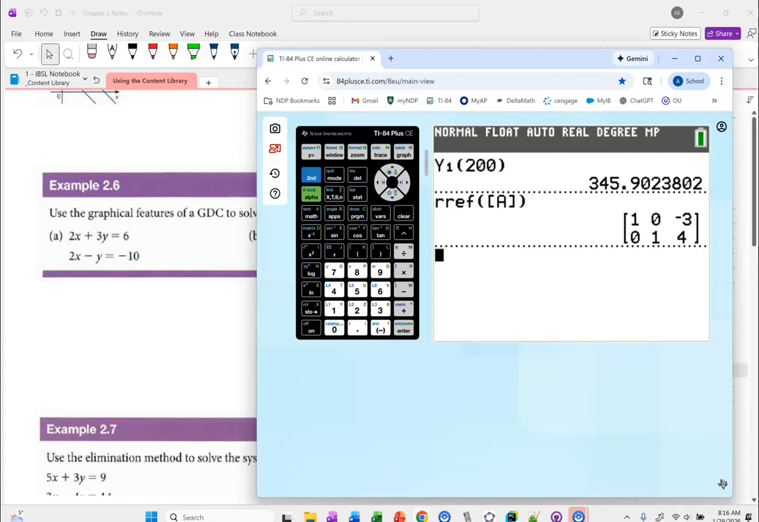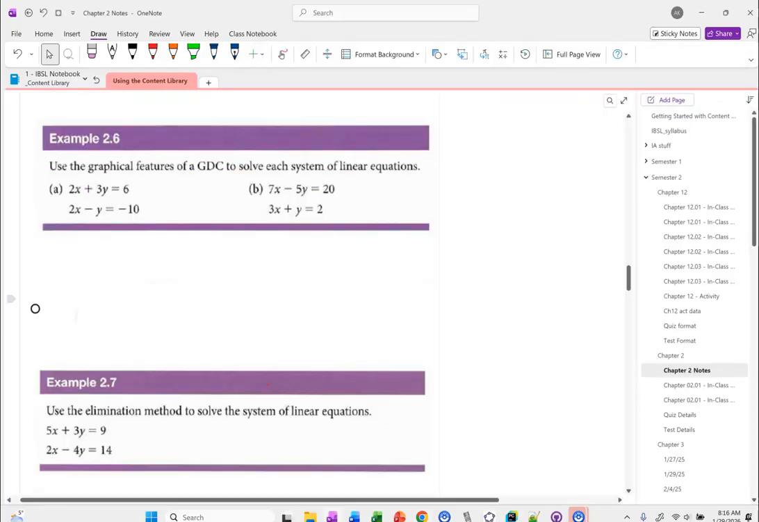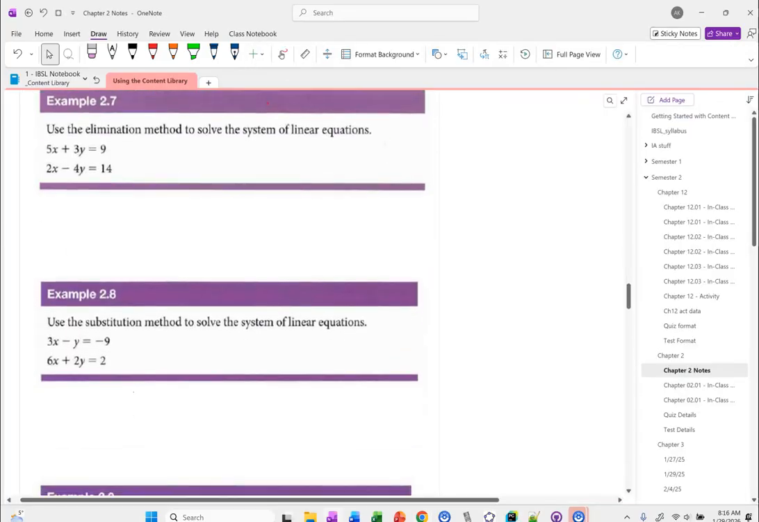Everybody feel like that jogged your memory as to how to do this on the calculator? Again, fairly easy. You've done it before. I don't want to belabor this. Let's do an elimination to solve this system. Just reviewing methods here. So how do we do elimination?